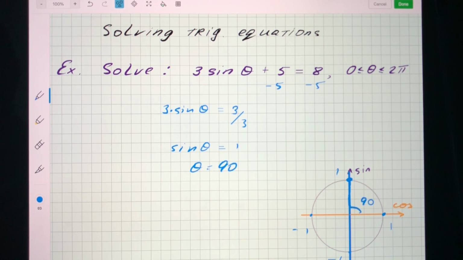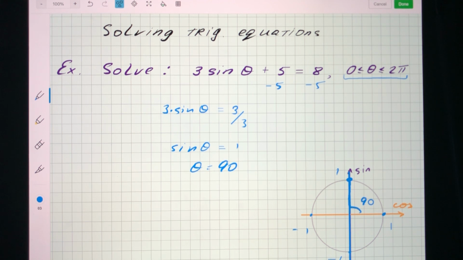And there is no other place on this unit circle where that happens, unless we go around it multiple times, and then we will be back to the same point again. But since we're restricted to go only once around the circle, this is all there is.